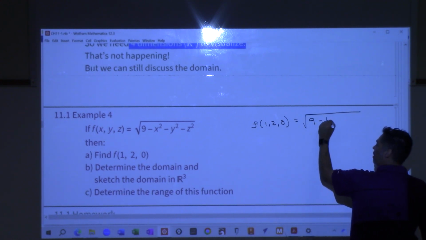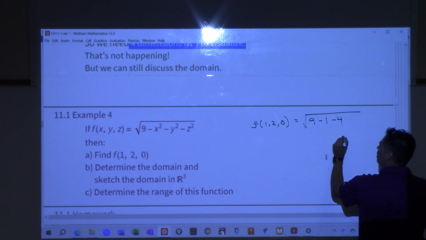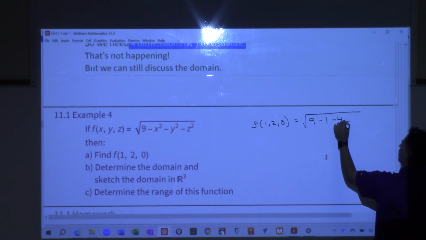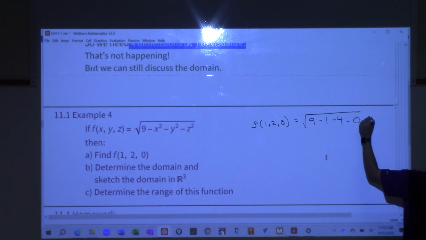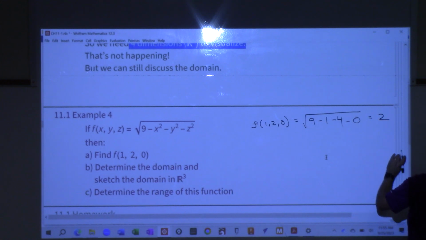9 minus 1 minus 4. Wait a minute, minus 0, is that right? Square root of 4? 2? No, 4? That is 4. Yeah, 4, right? 2? So just 2?